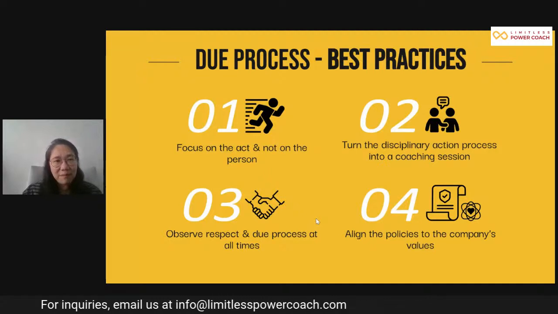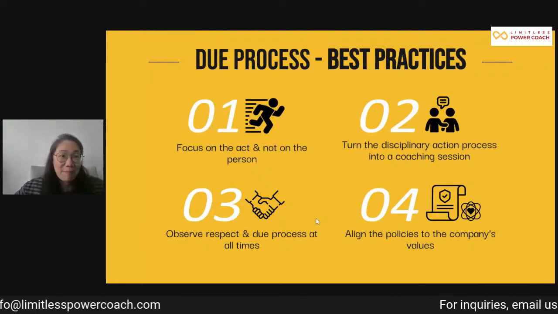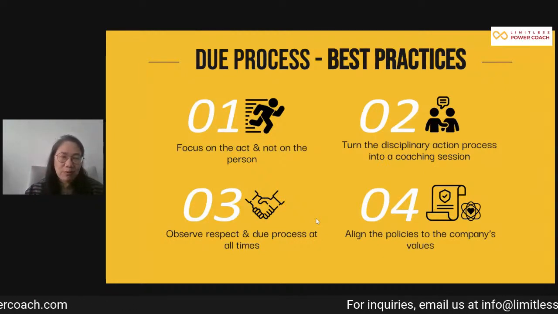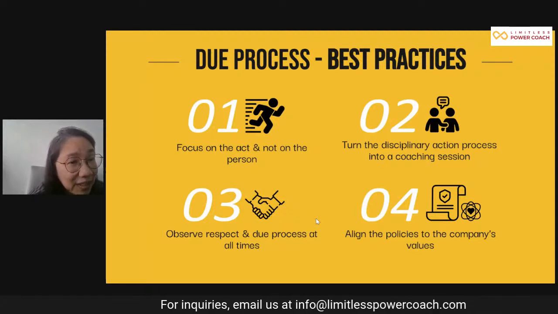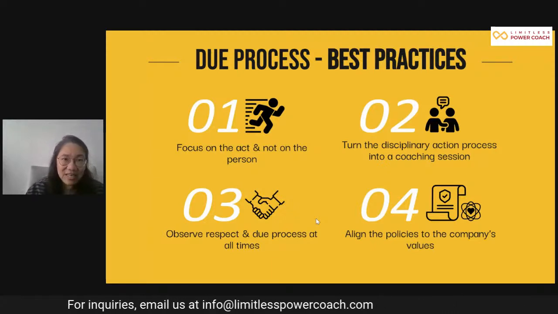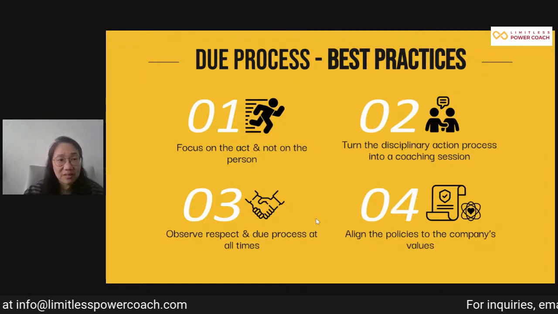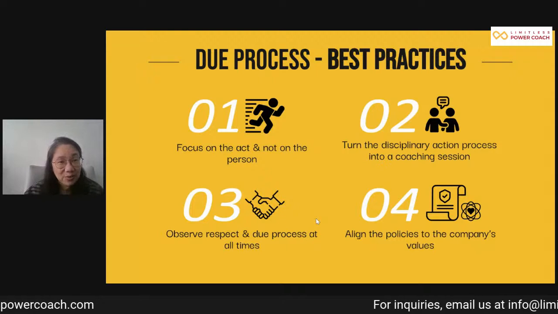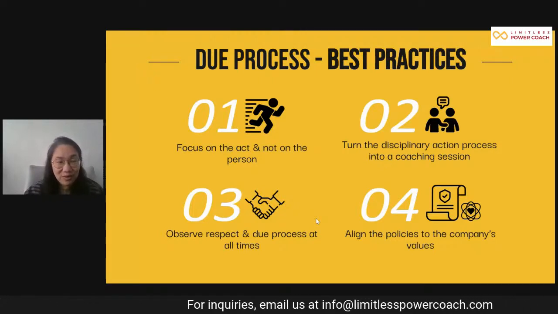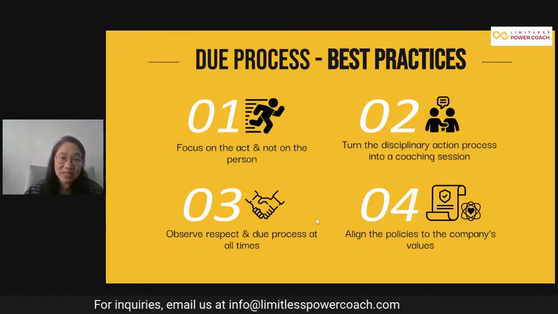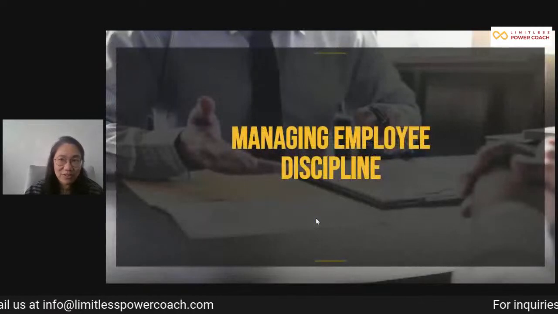Because when you give the employee a 60-page book or a 20-page book about your code of discipline, it is hard for them to remember or memorize. But if you have company values and your company policies are aligned with your company values, our employees know right away what is right and what is wrong, what is allowed by the company and what is not allowed. And it will help them make the right decision.